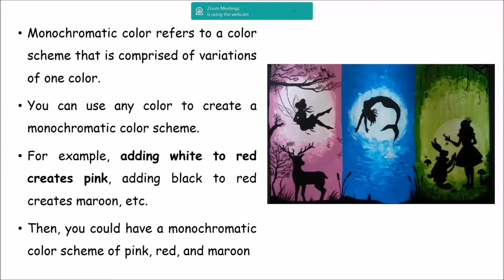Now, if you add white color to the red, it will become pink. I'm saying when you use paint, right? Now, if you add black to red, it will become a little maroon. Now, you can add just one drop of black and get one color. Two drops of black, it will become even darker. Like that, you can create a number of colors just by adding white or black. Then you could have a monochromatic scheme of pink, red and maroon, because when you added white, it became pink. When you added black, it became maroon. So that is how you will have a variation of that color.